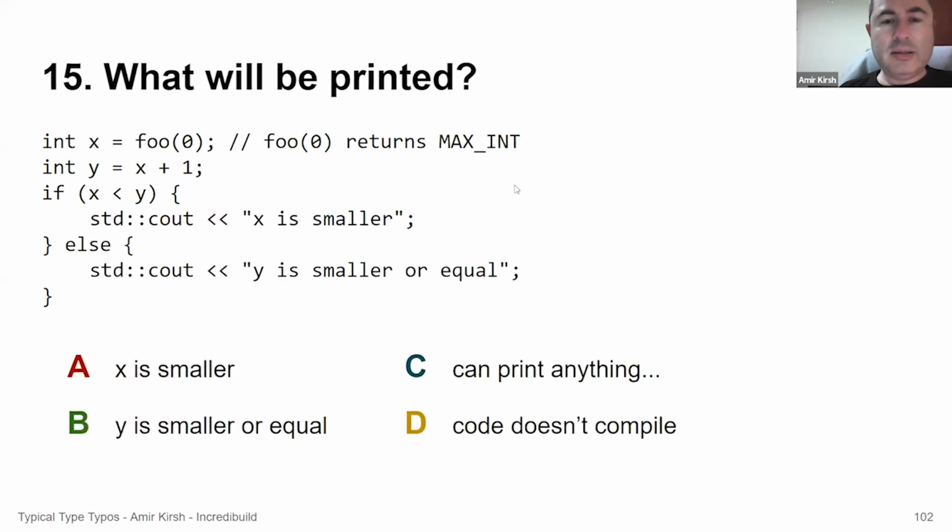And the question is, what would be printed? I can tell you that I see the problem currently. But the question is, would we see x is smaller, or would we see y smaller? Or maybe it can print anything? Or maybe the code doesn't compile? What do you say?